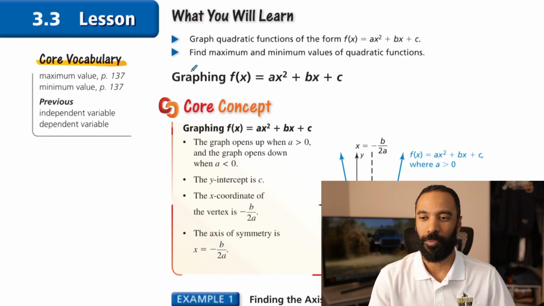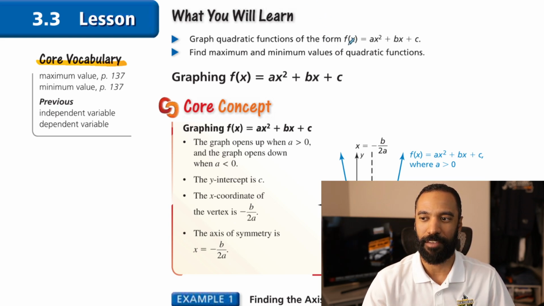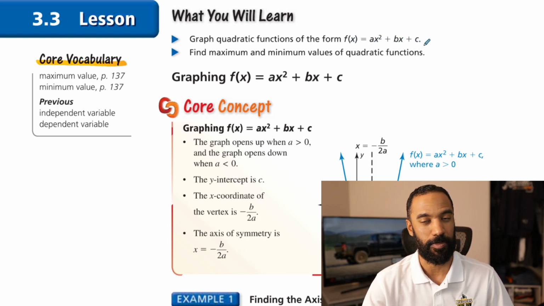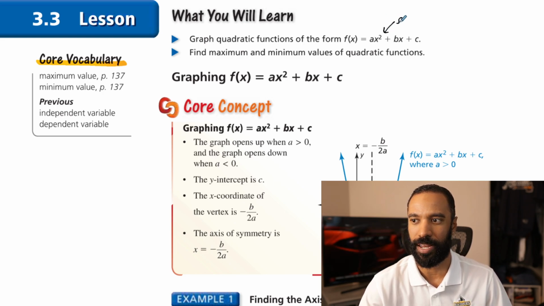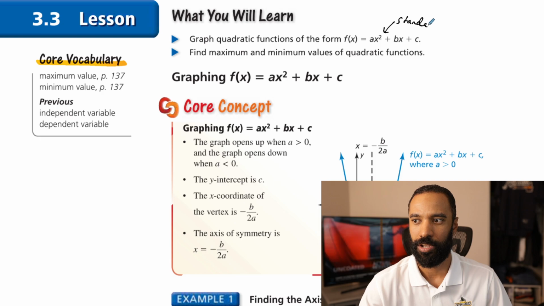All right, what we will learn. We'll learn to graph quadratic functions in the form f of x equals ax squared plus bx plus c, also known as standard form. And I don't know if they're going to say that, so I'm going to go ahead and say that right now. Also known as standard form.